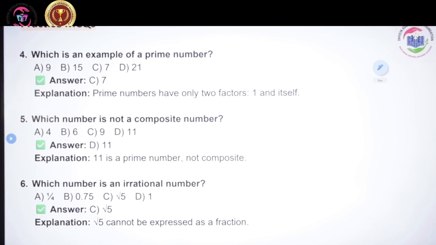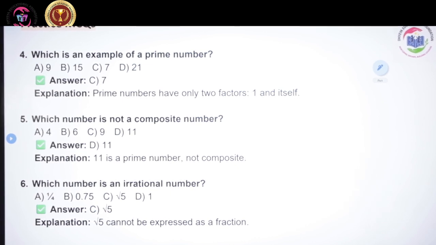What is a prime number? Prime numbers are those numbers which are divisible by 1 and itself, which have only two factors, 1 and itself. Then which option is the correct one?